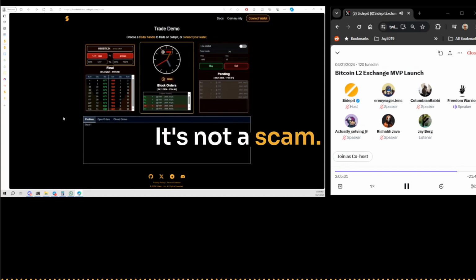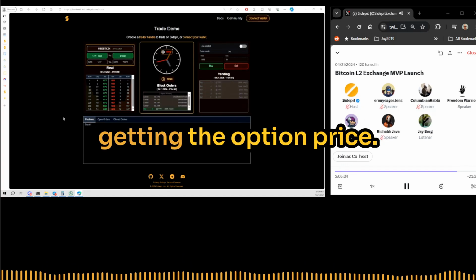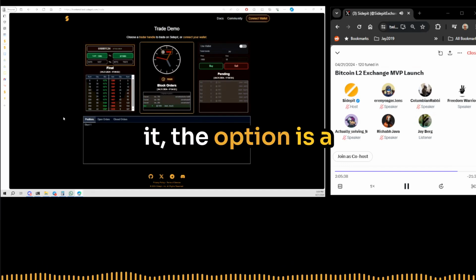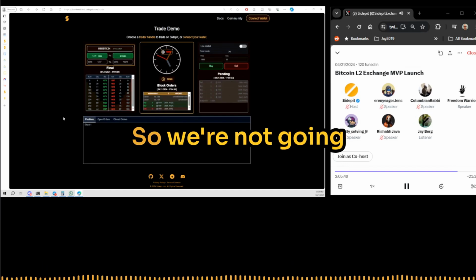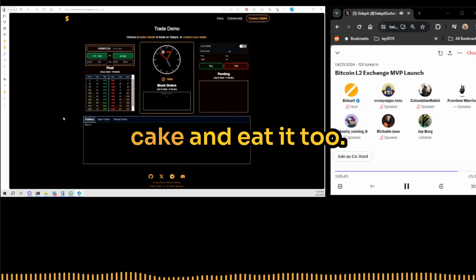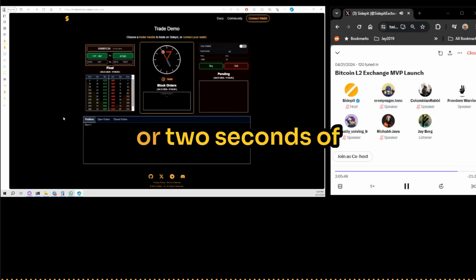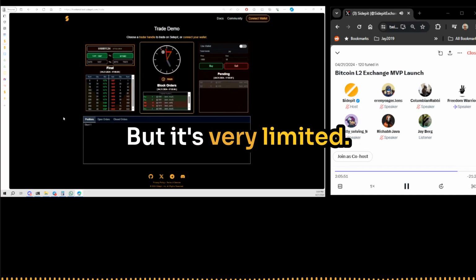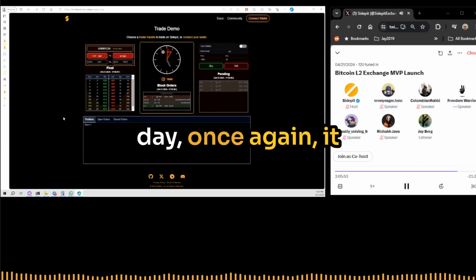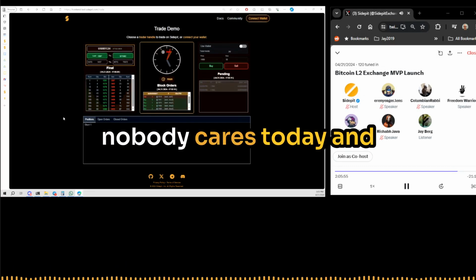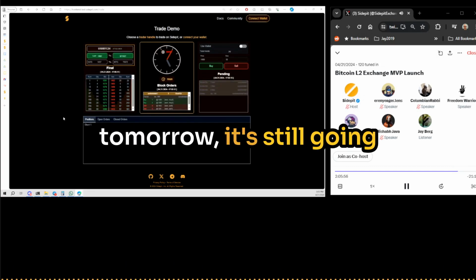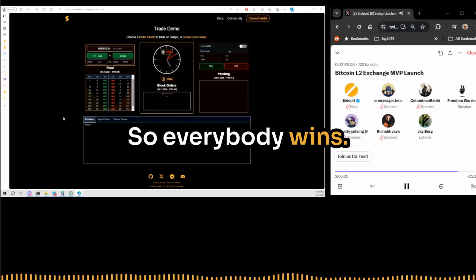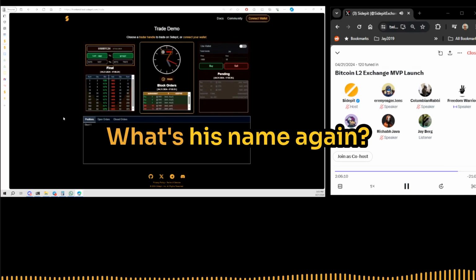It's not a scam. We are getting the auction price. If you think about it, the auction is a piece of the act. We're going to let them have their cake and eat it too. There is like 1 or 2 seconds of degeneracy going on, but it's very limited. And at the end of the day, it doesn't matter because nobody cares today, and tomorrow it's still going to be better than they get today at Coinbase. So everybody wins.